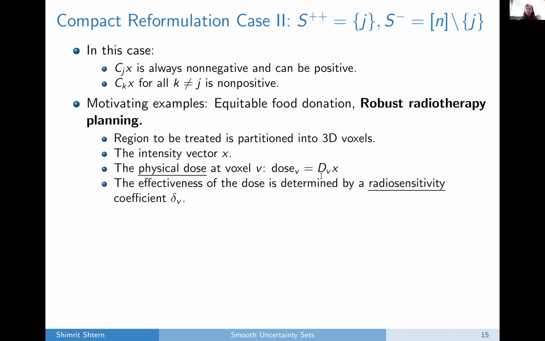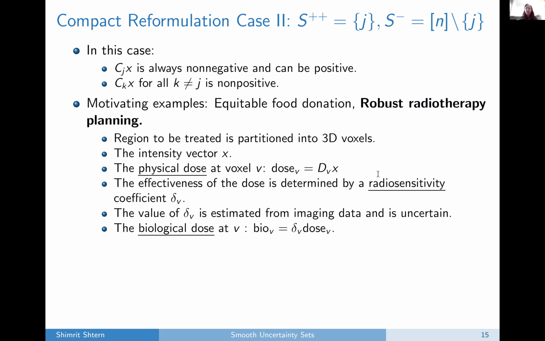And the effectiveness of the dose is measured by the radiosensitivity coefficients. So if the dose is the physical dose that arrives at a certain voxel, when we multiply it by the delta, we get the biological dose. And the biological dose is the actual effective dose that the voxel gets. And this is how we want to measure the dose.